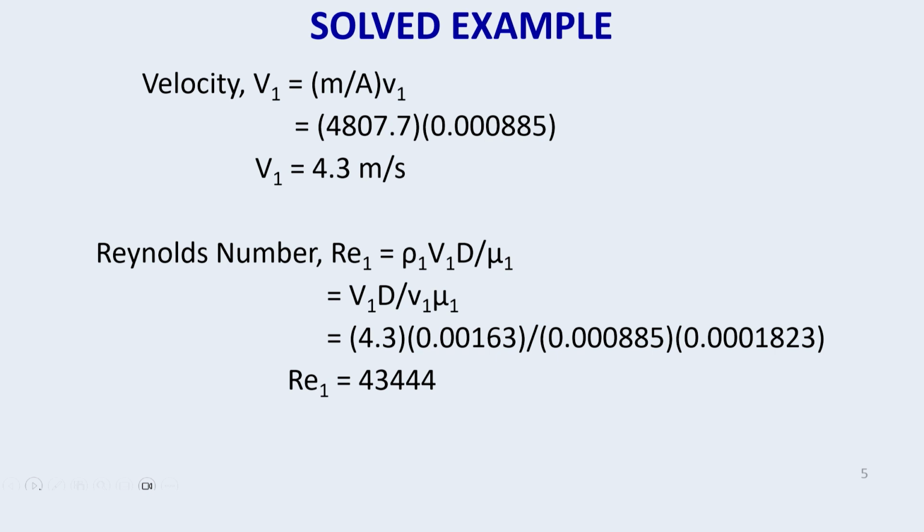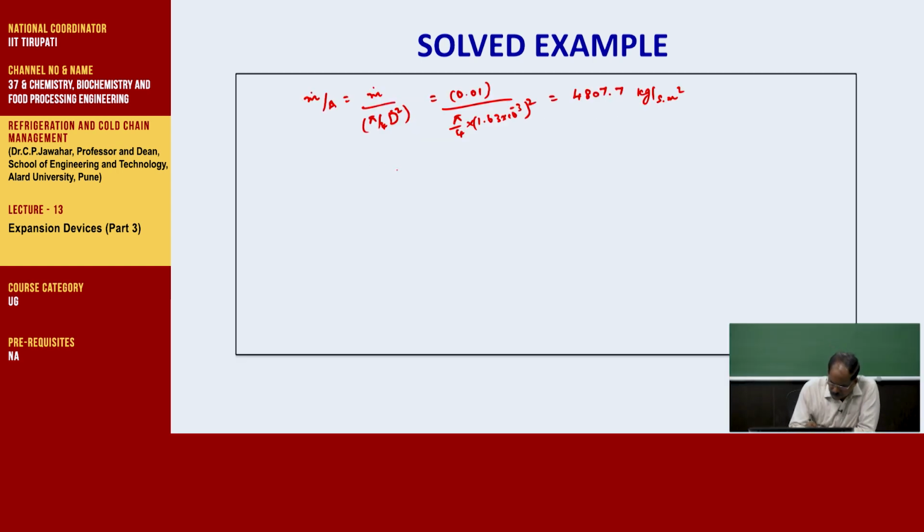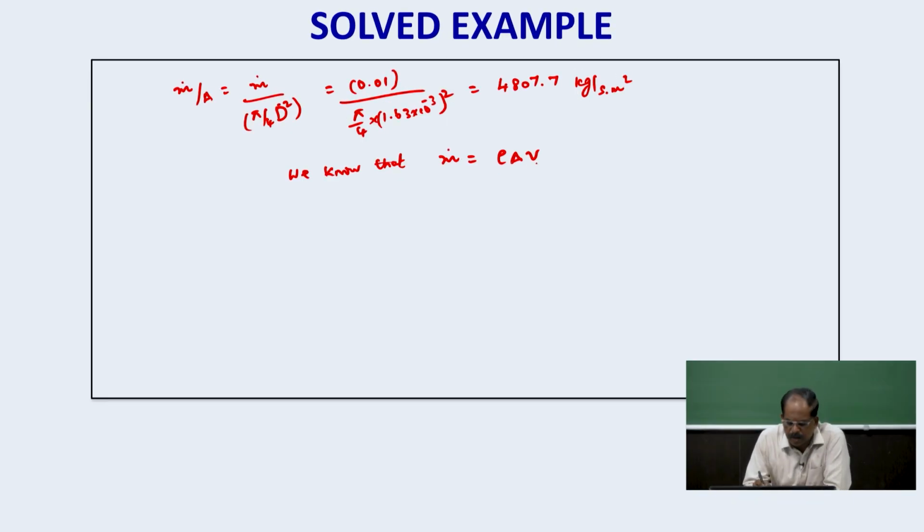Next, I'm going to calculate the velocity. We know that m dot is equal to rho A V, where rho is the density, A is the area, and V is the velocity. So using that equation, I will be finding the velocity at the inlet. This is the equation of continuity: m dot is equal to rho into A into V.